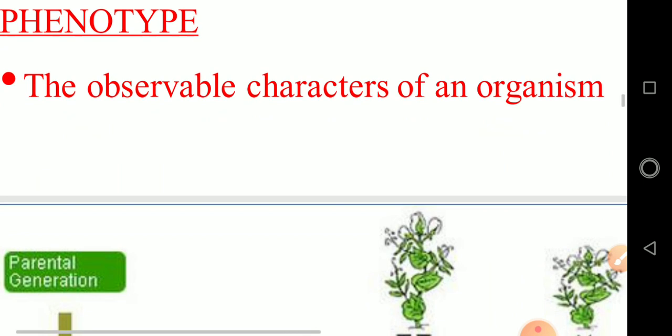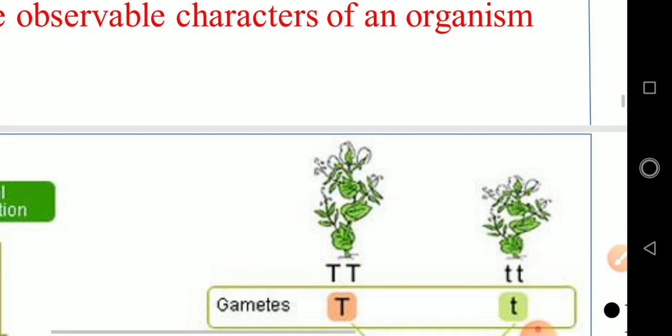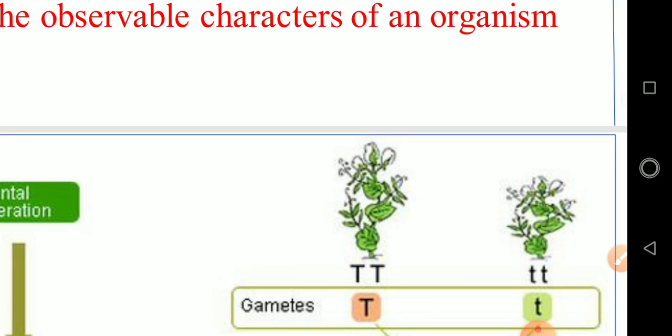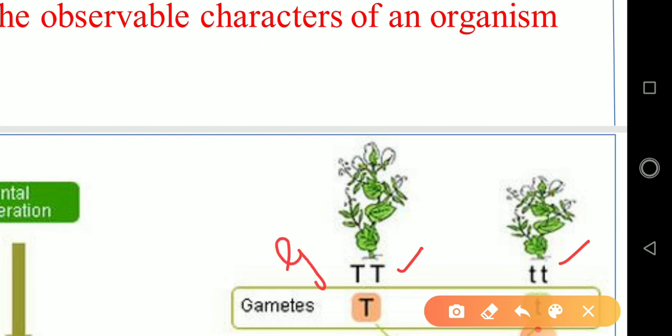For example, say these two plants, a tall plant and a short plant. The tall plant shows the genotype of capital T, capital T, and the short plant shows the genotype of small t, small t. So this is the genotype. Capital T, small t is the genotype.